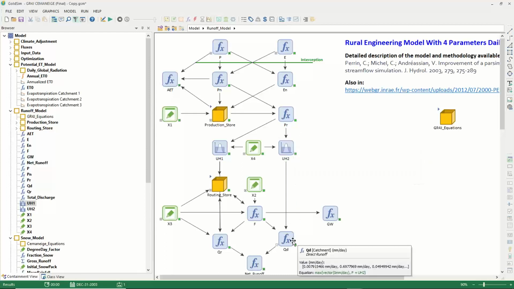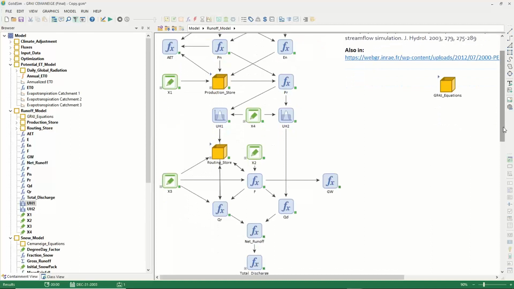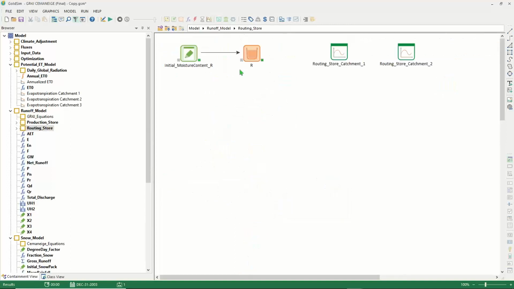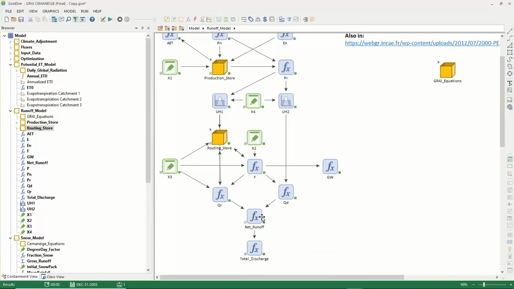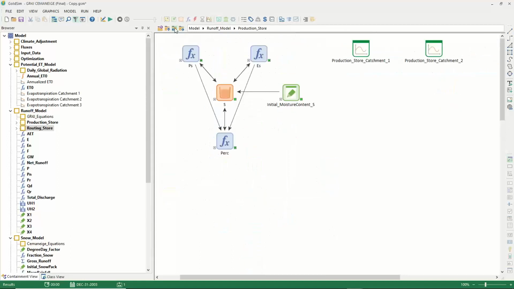Unit hydrograph 2 goes to direct runoff, which is conceptually your quick flow, and your unit hydrograph 1 will go to the routing store, which is conceptually your slower flow. Your groundwater exchange rate will be computed based on the level in the routing store. From the routing store you have your slower flow, and you add your direct runoff and your slower runoff, and you get your net runoff in millimeters and your total discharge when you multiply by your watershed area.